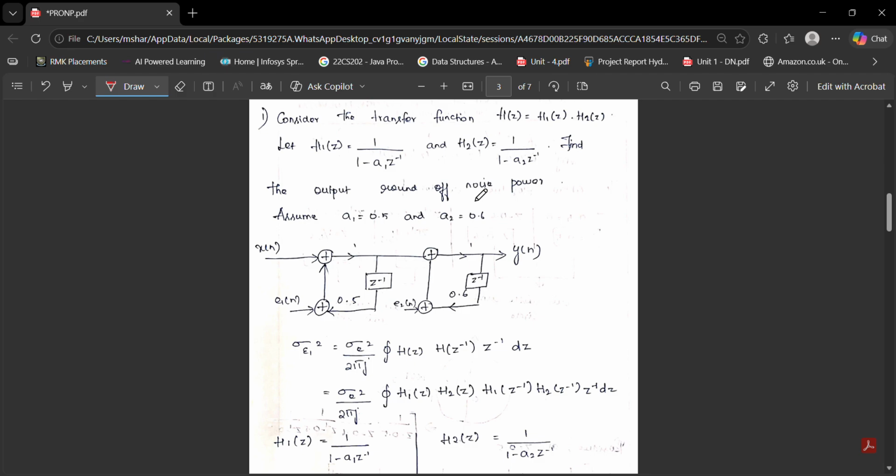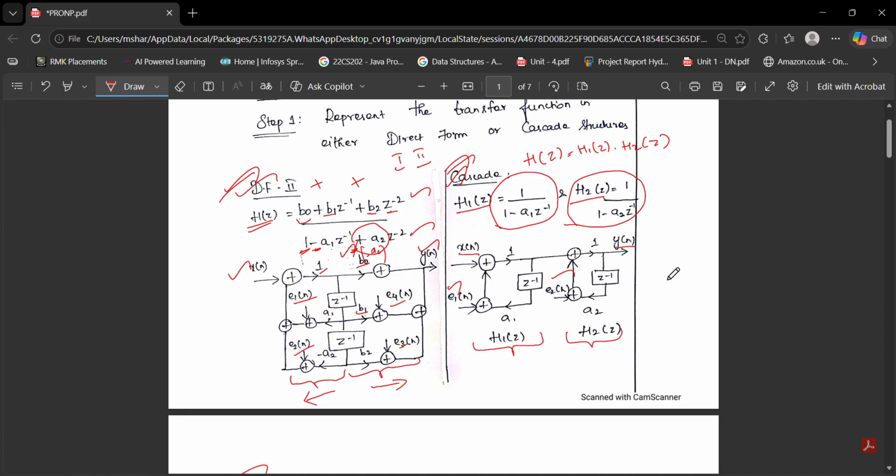Now the question is, consider the transfer function H of z represented as H1 of z multiplied by H2 of z, where H1 of z is 1 by 1 minus a1 z inverse, and H2 of z is 1 by 1 minus a2 z inverse. Now what they have asked is, find the output round off noise power, and we have to assume a1 value of 0.5 and a2 value as 0.6.